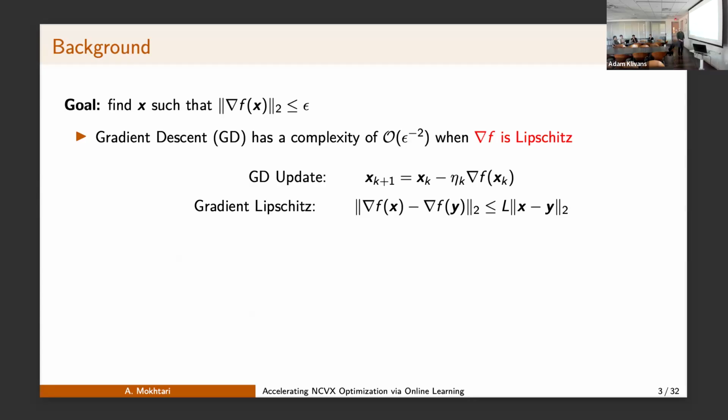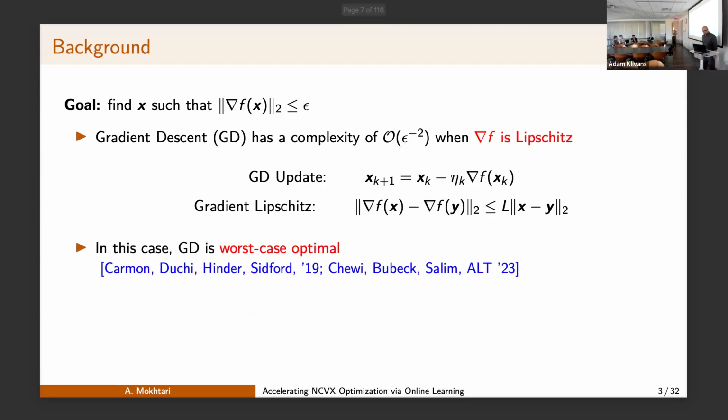What we know so far is a classic result: if the gradient of the loss function is Lipschitz, meaning this condition holds with some constant L, and you run a gradient descent type update, you can get to such a point in 1/epsilon² iterations, or 1/epsilon² queries to the gradient. This is an upper bound, and in fact, it was shown in relatively recent results that it's optimal, and you cannot beat this. Gradient descent is optimal up to a constant, so there's no room for improvement.